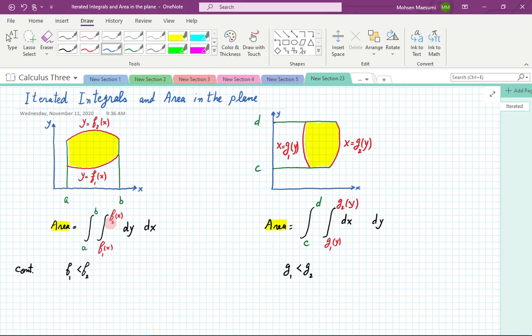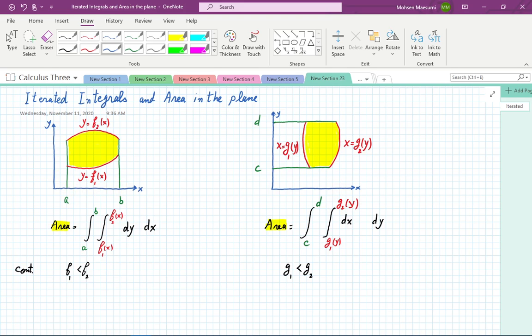So f1 and f2 here are a lower and upper function, and we are integrating with respect to dy first, meaning going from lower to upper, and then a and b are the limits of integration, or the walls of the integral from left to right. And then there is a secondary integration with respect to x, where we are going in the x direction.